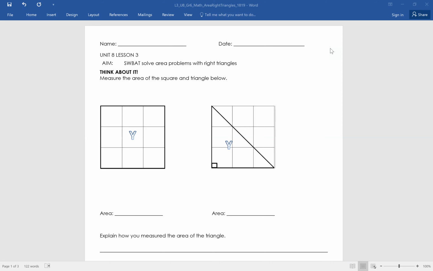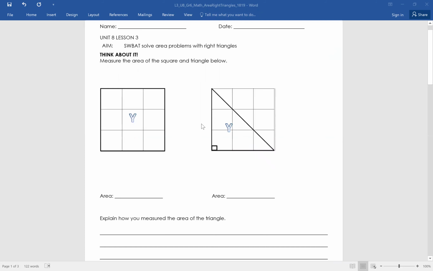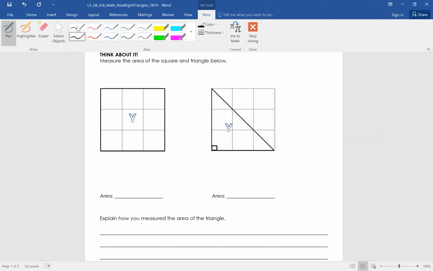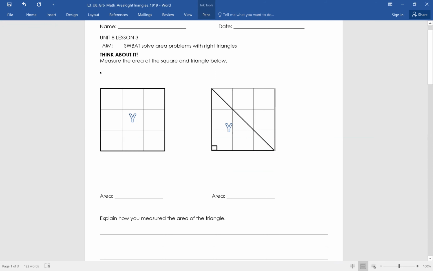Okay. It says measure the area of the square and triangle below. So for the square, I can still use the same formula for the rectangle to find the area. So A is equal to its length times its width. So the length is 3, the width is also 3. So let's go ahead and substitute those in. 3 by 3 gives me 9. So we know the area of this figure, 9 square units.